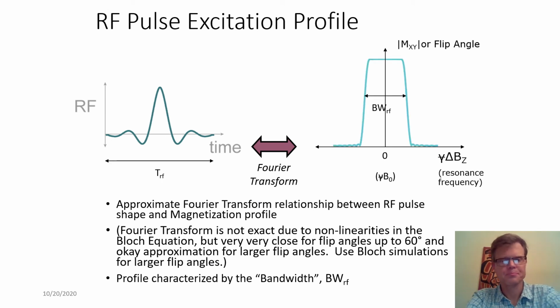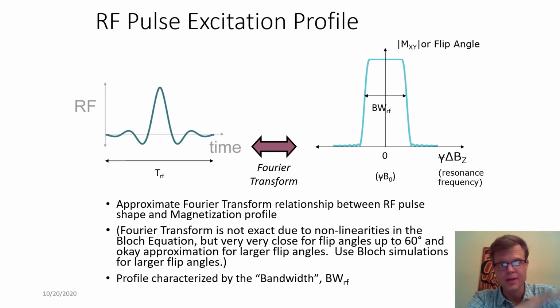Okay, so putting in a few more details and a couple more terms that we're going to see here. We're going to use this concept of the RF pulse excitation profile, where we take, typically, a sinc-shaped RF pulse. We can analyze this by the Fourier transform, and that creates our approximate rect shape slice profile or excitation profile.